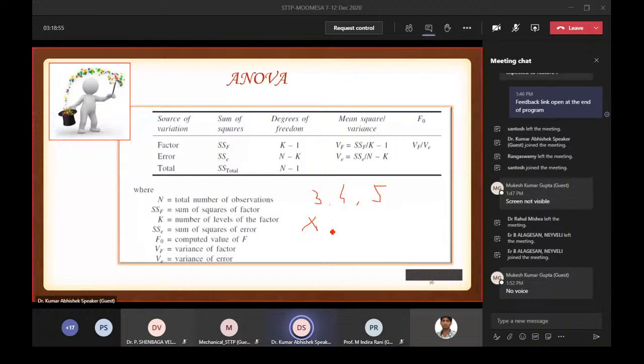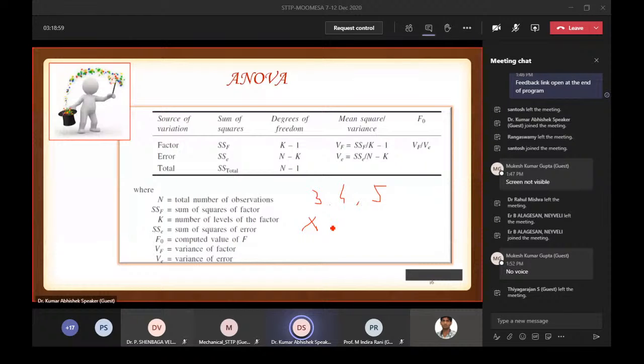Why have we computed the square? Because if you are looking only at the absolute value, it may be negative, it may be positive, or overall it may be 0. So in order to avoid the negatives, you should compute the sum of squares.